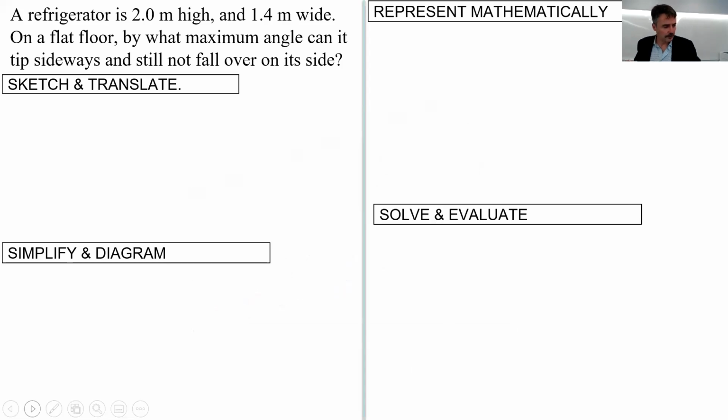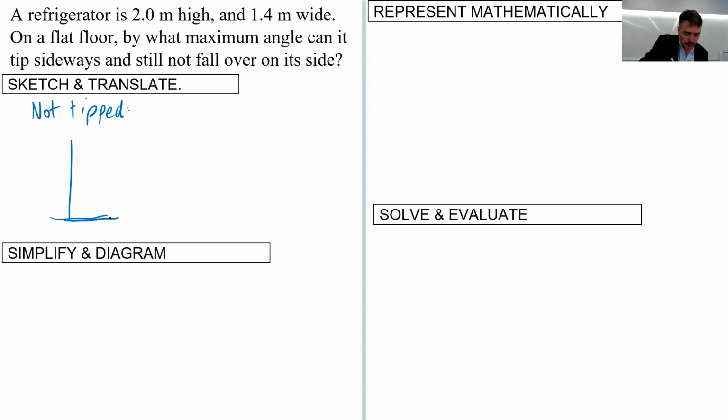Let's do a quick example. A refrigerator is 2 meters high. So let's draw a little not tipped. 2 meters high, 1.4 meters wide, on a flat floor. By what maximum angle can it tip sideways and still not fall over on its side? So if we draw it not tipped for a second, it's 2 meters high, like that, and it is 1.4 meters wide.